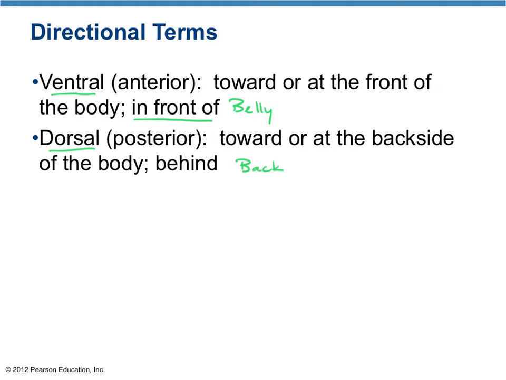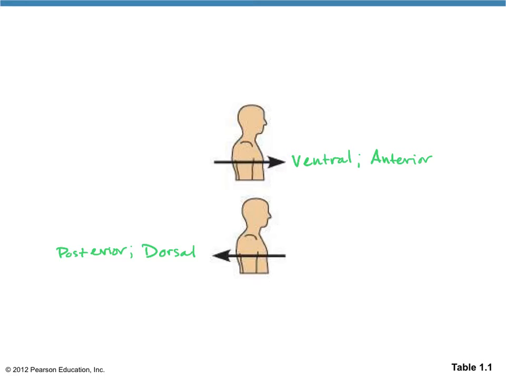In this diagram, we can go over a couple of examples. The ventral side, again, is towards the front side of the body. It's also referred to as anterior. The posterior side of the body is towards the back side of the body, also known as dorsal.